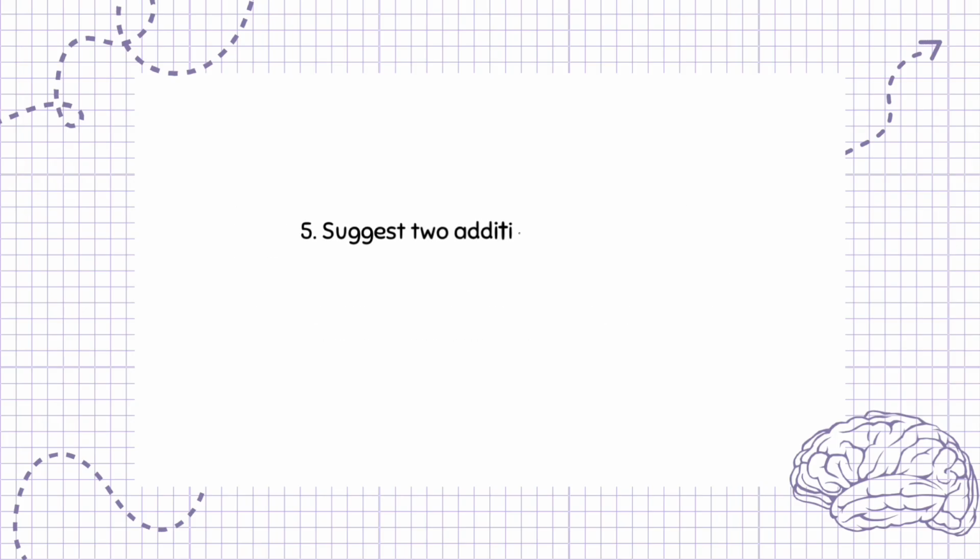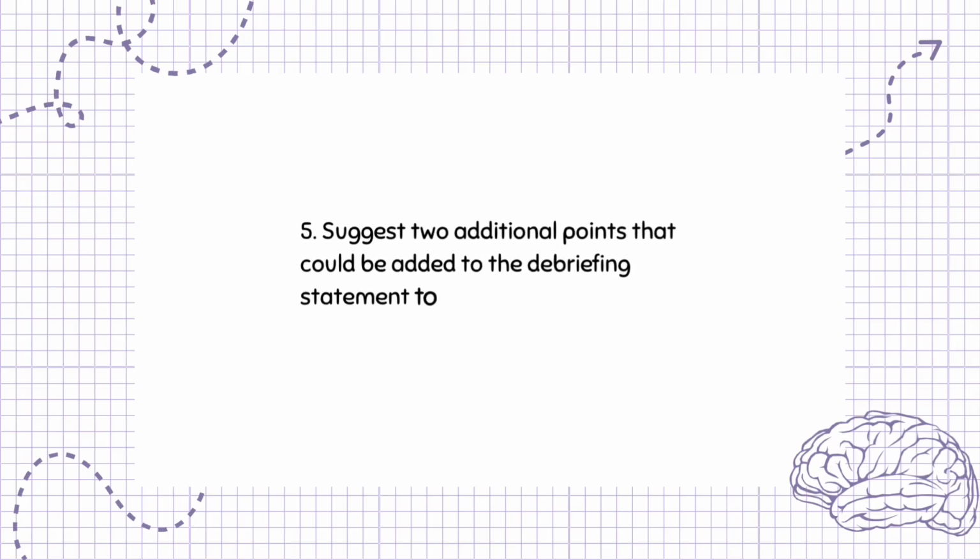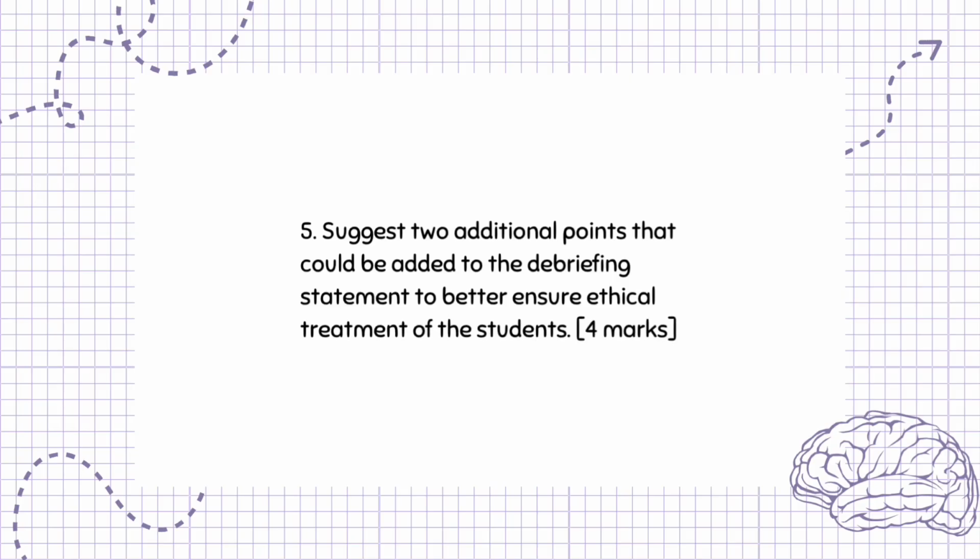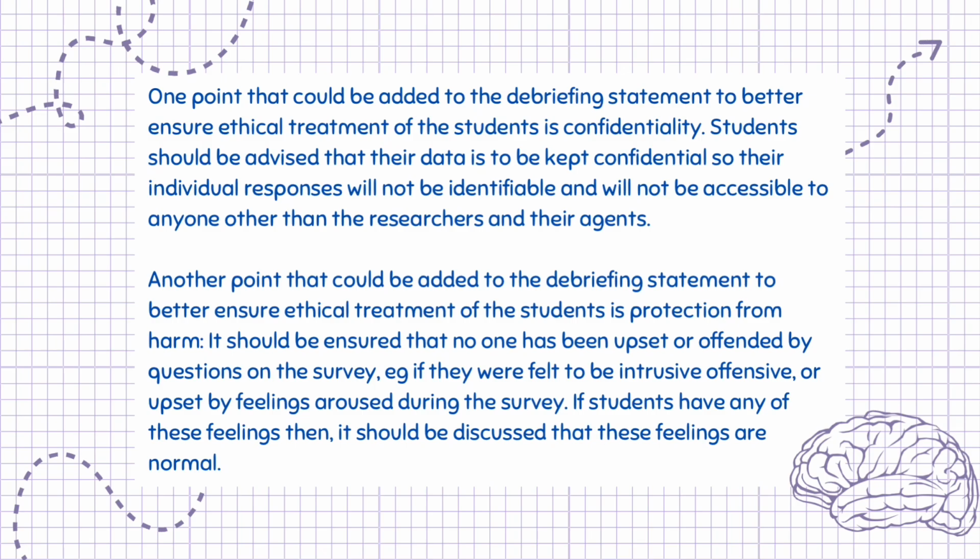Question 5. Suggest 2 additional points that could be added to the debriefing statement to better ensure ethical treatment of the students. 4 marks. 1 point that could be added to the debriefing statement to better ensure ethical treatment of the students is confidentiality. Students should be advised that their data is to be kept confidential so their individual responses will not be identifiable and will not be accessible to anyone other than the researchers and their agents.